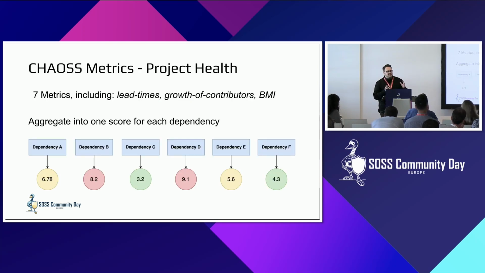How we did this is to choose 7 metrics that assess project health from the CHAOSS group. That includes measuring lead times, growth of contributors, BMI, etc. Then we aggregate the values of these metrics into one score over 10. For each dependency, we have a kind of traffic light value, red, yellow, green, and we can have one score per dependency.